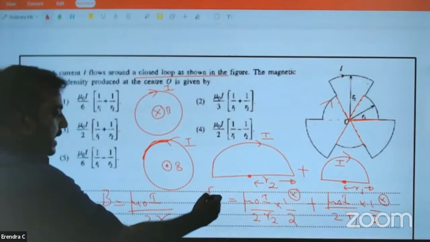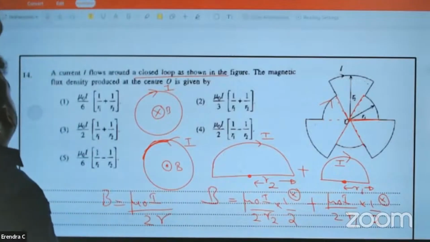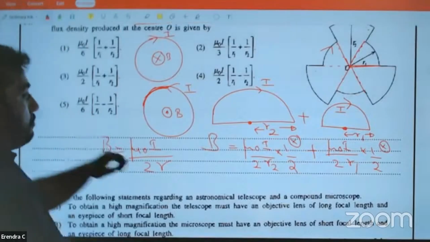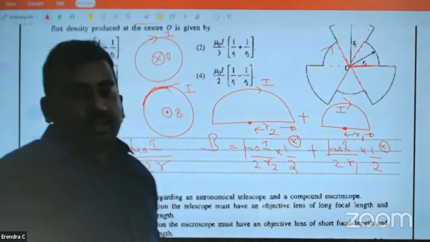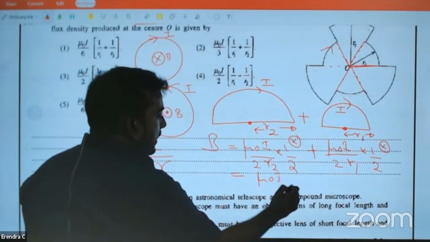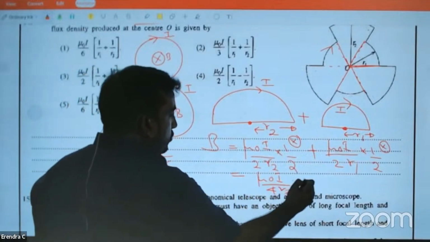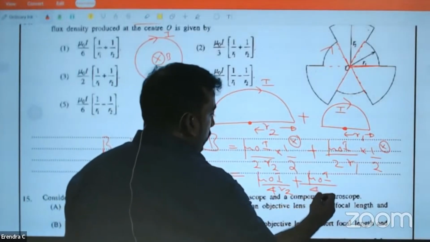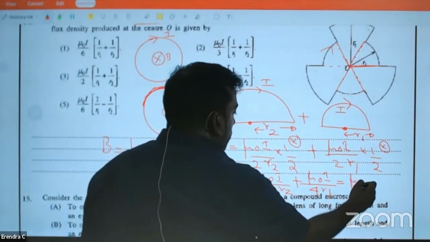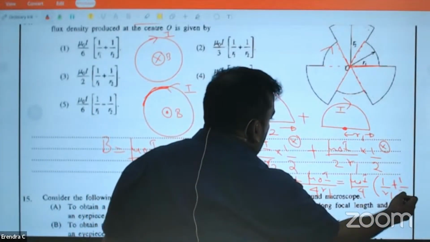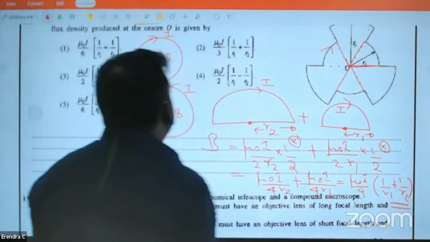So what is your resultant magnetic field? Resultant magnetic field, you can see now, both are in the same direction. Both are in the same direction means vector addition. Mu naught I divided by 4R2 plus mu naught I divided by 4R1. Mu naught I divided by 4, 1 over R1 plus 1 over R2.